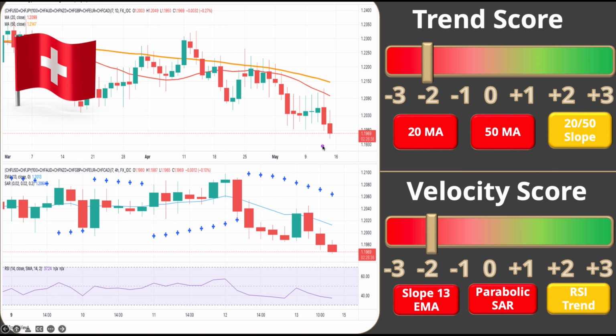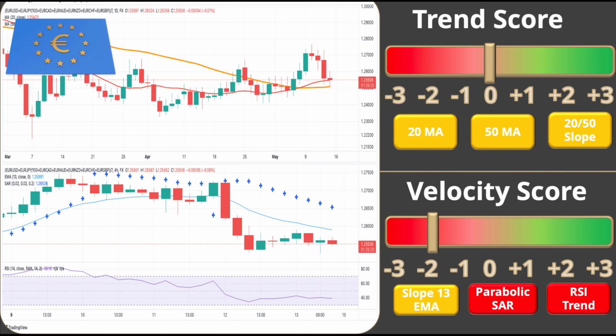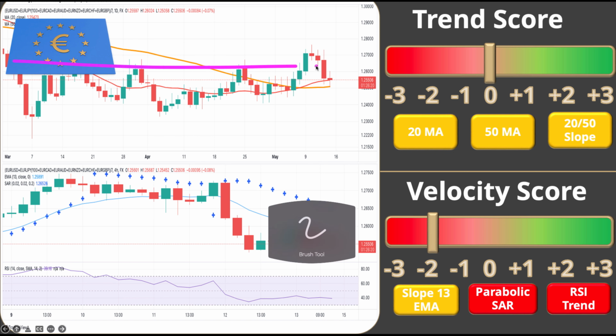The Swiss franc hasn't really been a currency that we have been trading. But right now, at this point, the velocity score is -2. Trend score is -2. So this thing is looking directional. We will be paying attention to it next week. Euro, and look at that, a failed little breakout there.